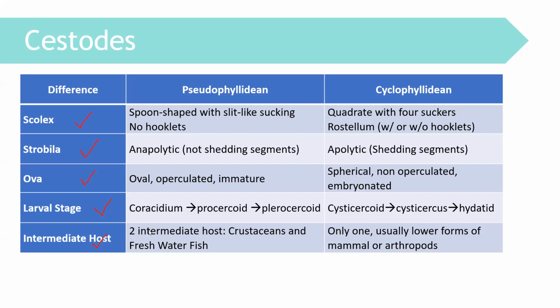If you still remember, I said a while ago that all cestodes require one intermediate host except for Diphyllobothrium latum, which requires two intermediate hosts. One is crustaceans, that is your copepods, and the other one is a freshwater fish. That is true to our Diphyllobothrium latum.